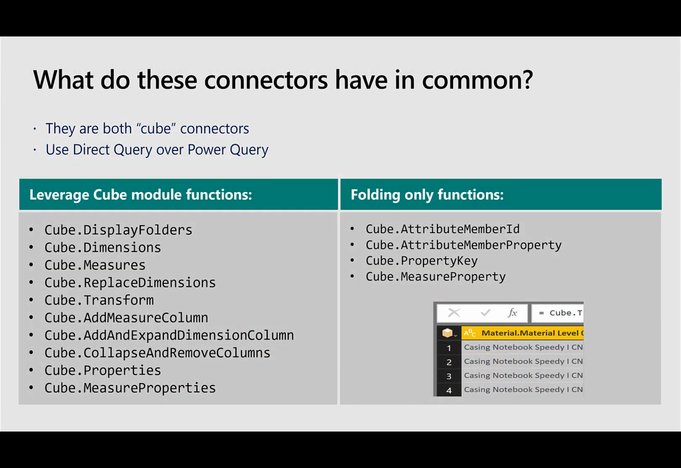So what do these two connectors have in common? They are both cube connectors. They use DirectQuery over Power Query. And within Power Query, you can see all these M functions that allow you to operate against the analytics cubes from SAP BW in Power BI. And you can see the function.